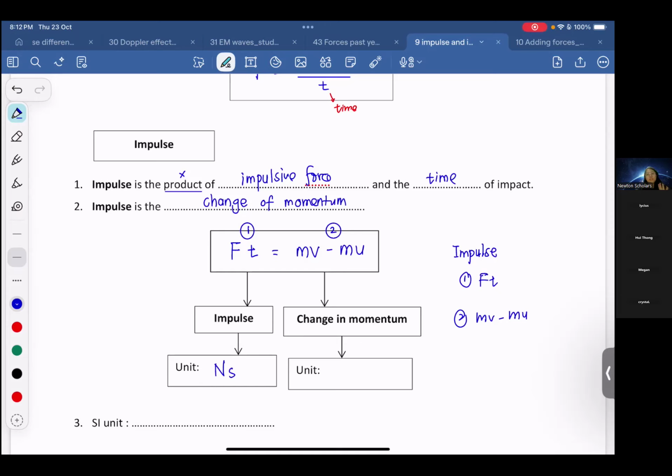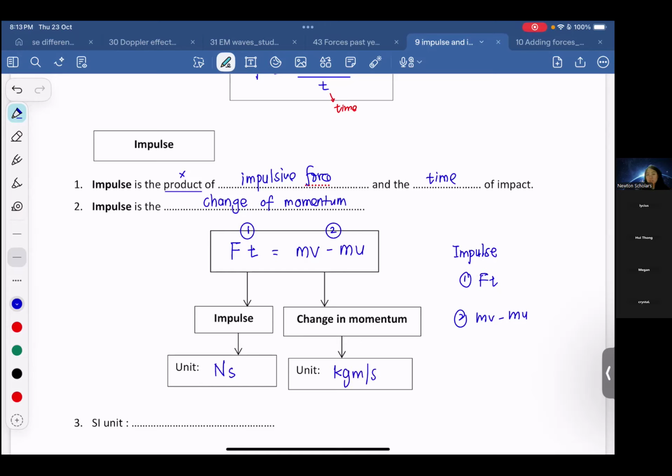So another, because we say that it's not only Ft that can calculate impulse, mv minus mu can also count impulse. If mv minus mu, what is the unit we can use? What is the unit for kg? Yes, very good. Correct. Kg meter per second.